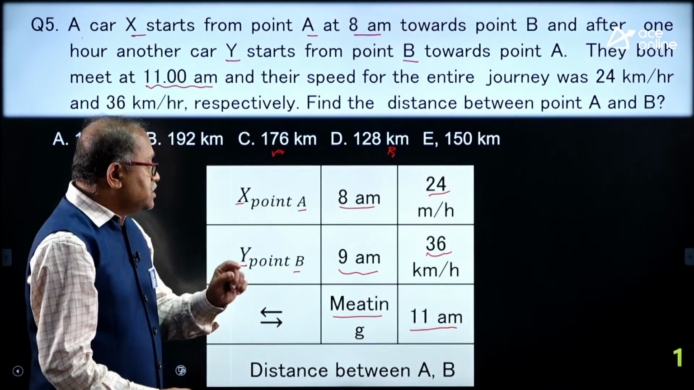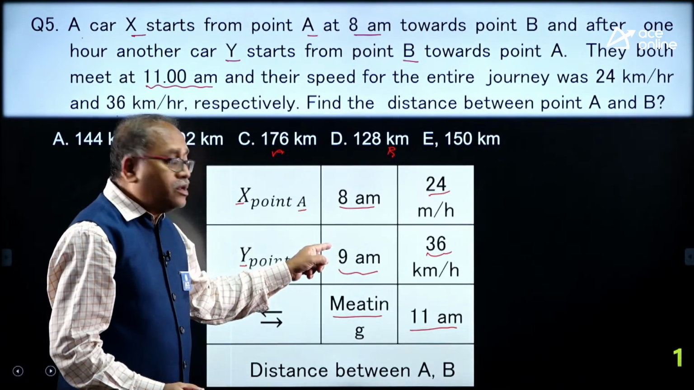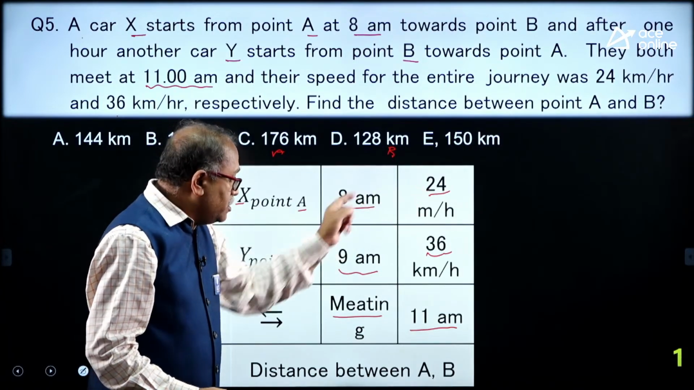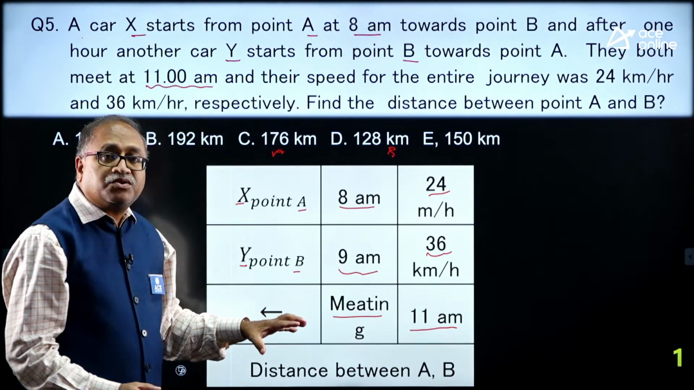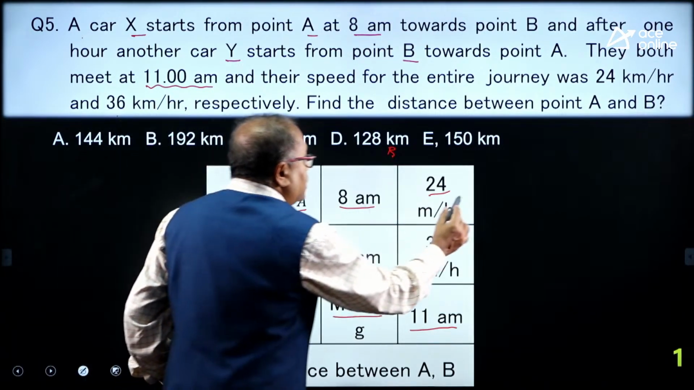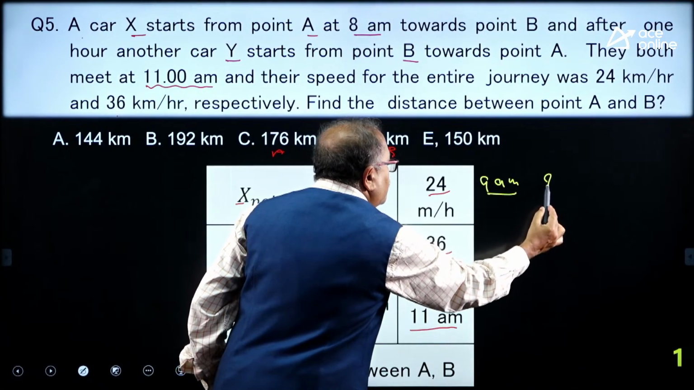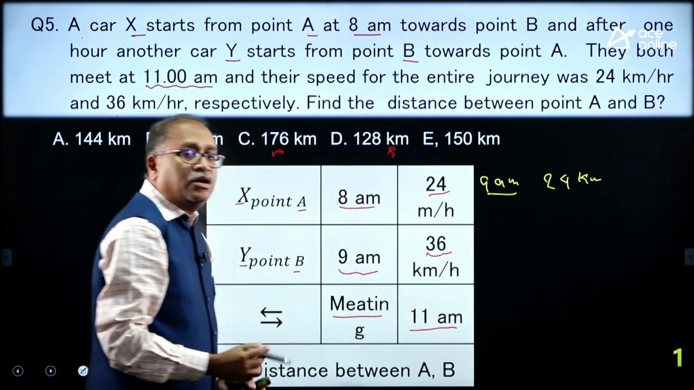Okay. Very first thing what we do is 8 a.m. to 9 a.m., that is 1 hour. The car X covers 24 kilometer. So, I do not know how much is the total distance, but the very first thing I know is that up to 9 a.m. what they covered is 24 kilometer, and from 9 a.m.